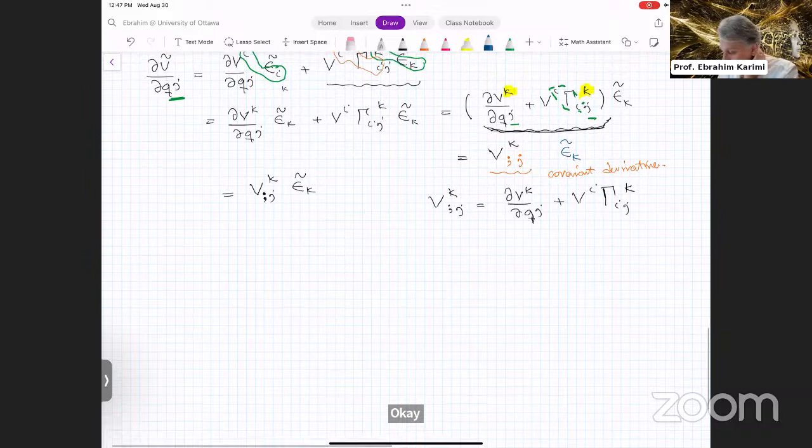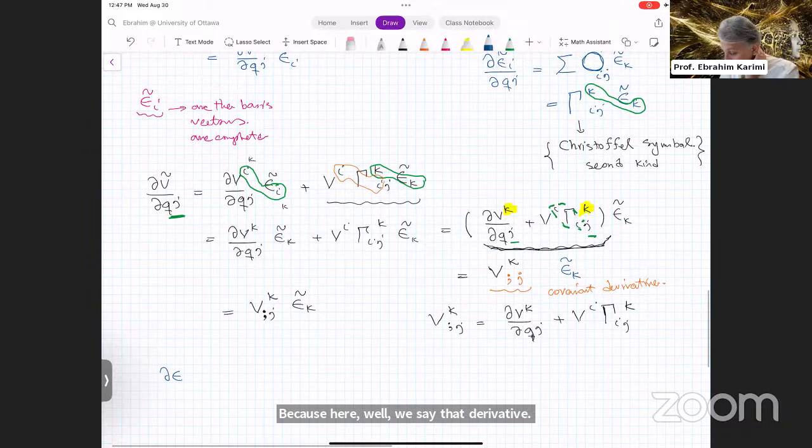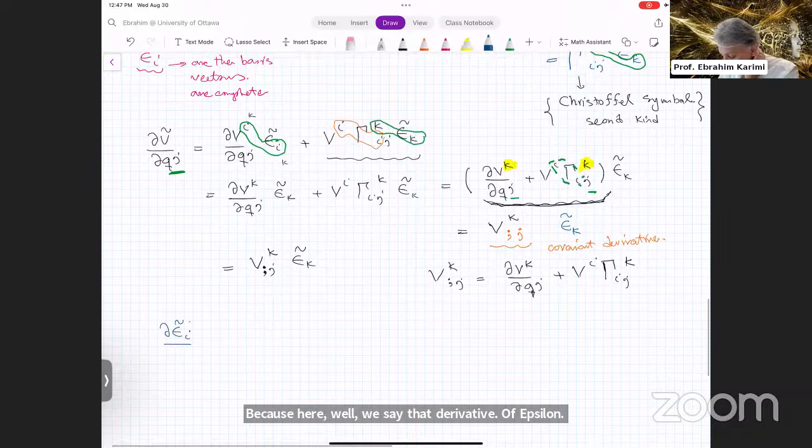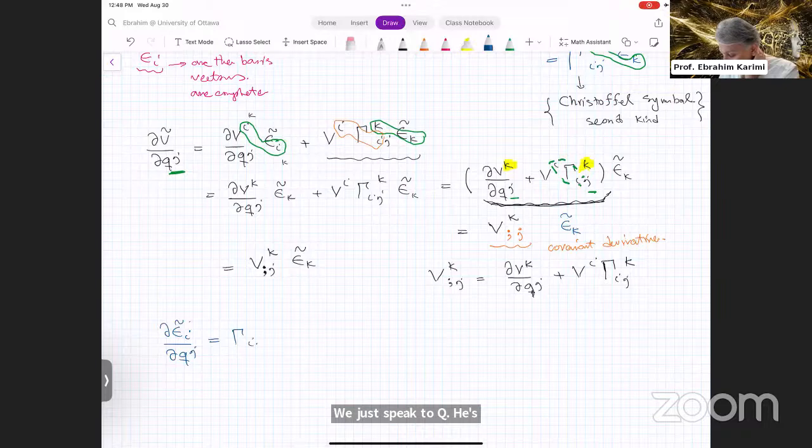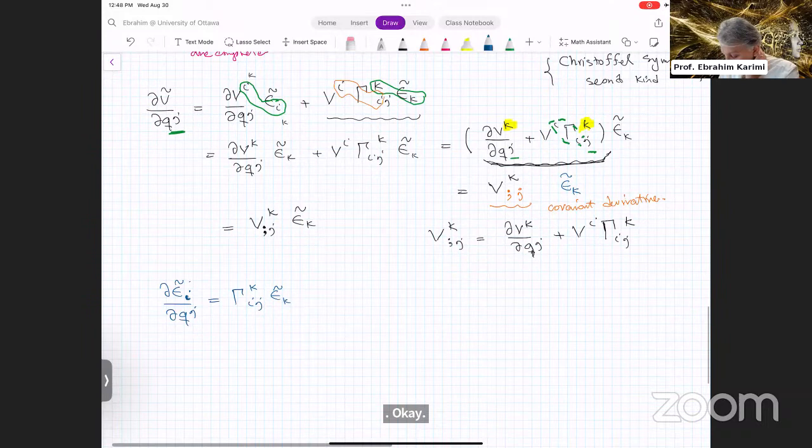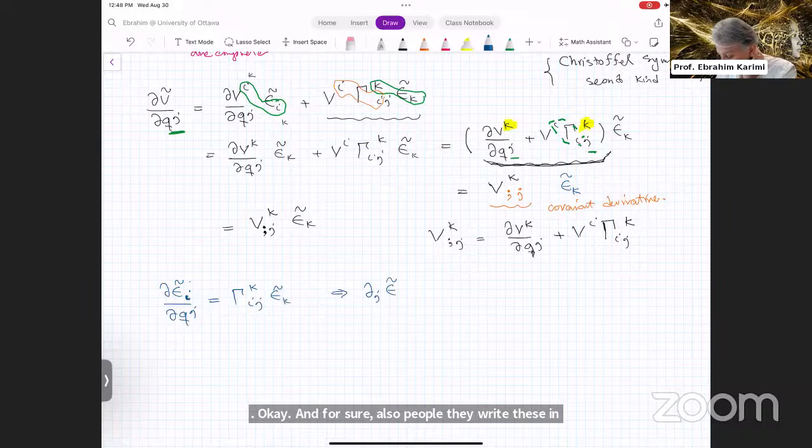If there's no question, we will go on and look into how to do the calculation. Because here, we say the derivative of epsilon I with respect to qj is given by gamma ij. Remember, that was a quotient, and that also is a quotient, and that's given by epsilon k. For short, people also write this in this way: derivative j of epsilon I is given by gamma ij k of epsilon k.